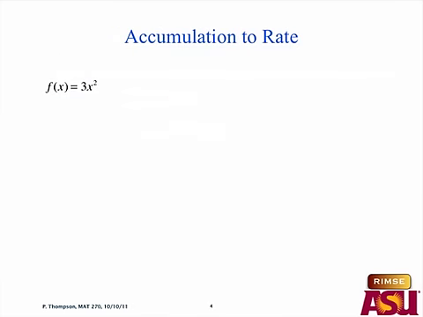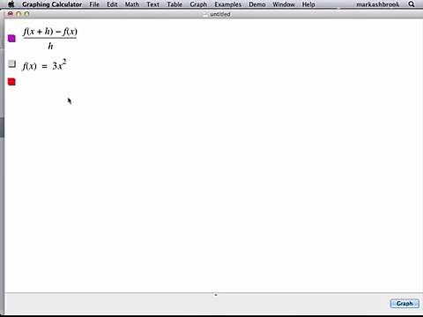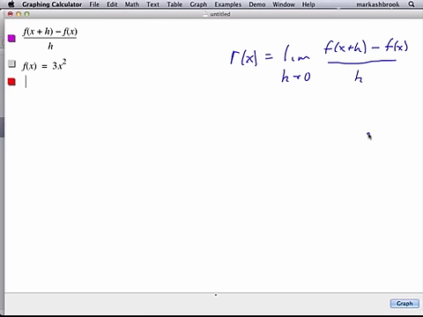Okay, so we got this accumulation function 3x squared. I'm going to show you in the graphing calculator how this is pretty slick, how we can use this. Okay, so here is our, let me write it out again, our exact rate function. Okay, here's our exact rate function.